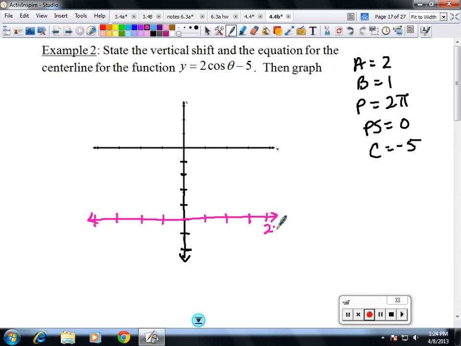My period is 2 pi. I always have to label my ends. My amplitude is 2. I go above and below it by 2 and put my little guidelines here and here. And then I just draw my regular old cosine graph on my new location. Cosine starts in the clouds.